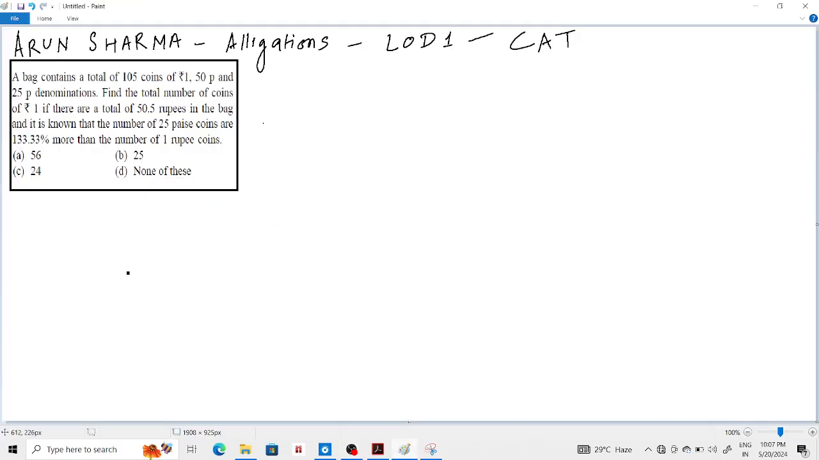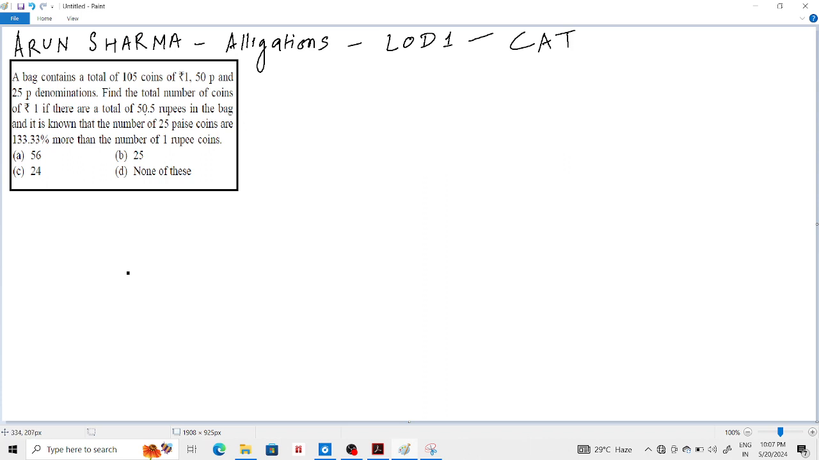Hello students, this is a sum from Arun Sharma of chapter Alligations of level of difficulty 1 of CAT. Now this particular sum is a mixture of denominations and alligations. Let us go through this sum first.